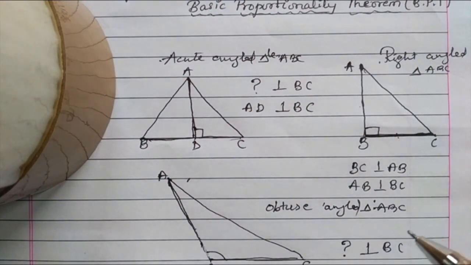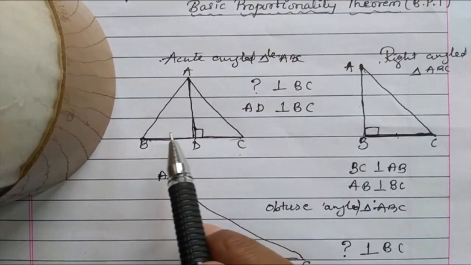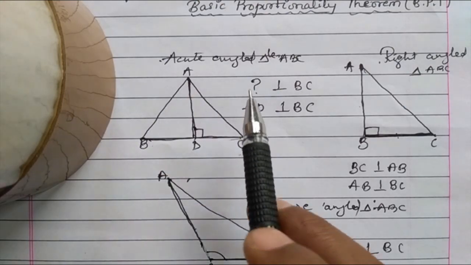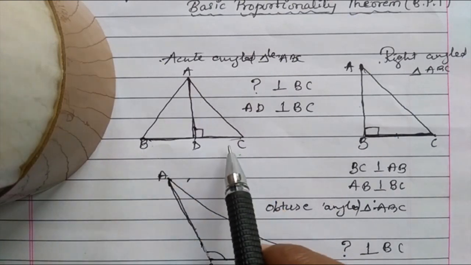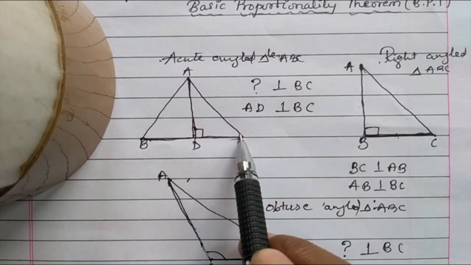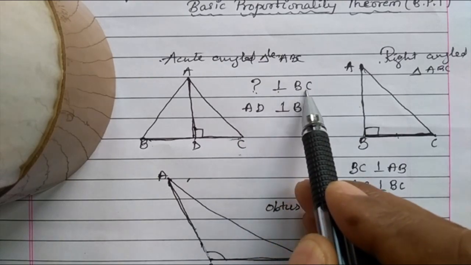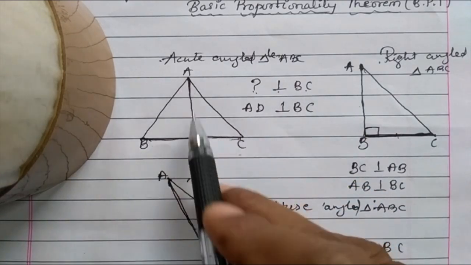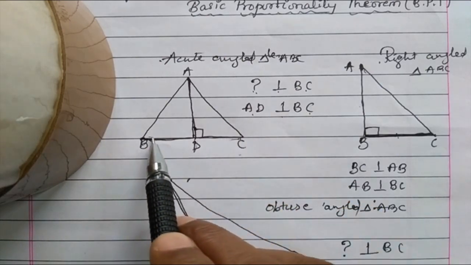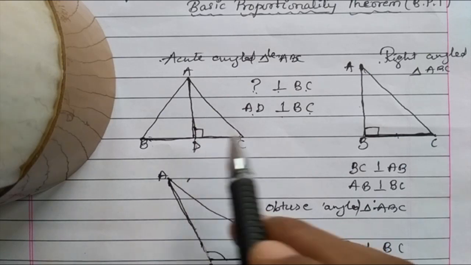Regarding the triangle, in acute angle triangle ABC, all the three angles are below 90 degrees, so it is an acute angle triangle. In acute angle triangle ABC, if you take BC as base, which is its perpendicular? Here for BC, AD is perpendicular. Therefore, AD perpendicular to BC. BC is base, AD is perpendicular to that. Perpendicular means 90 degree to that.